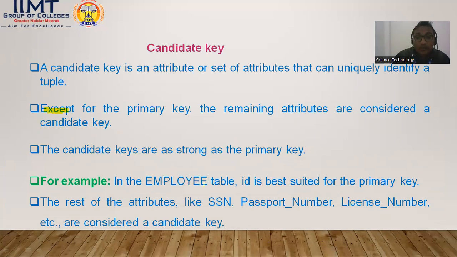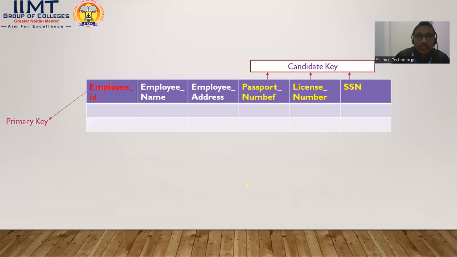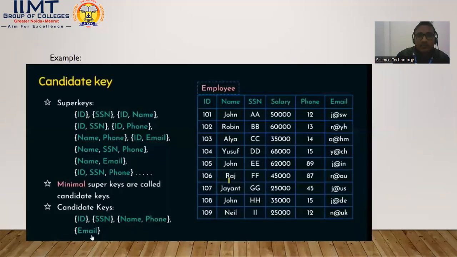For example, in the employee table, let us see in this example, the primary key is employee ID. We can make the passport number, license number, or SSN number the primary key, but we already selected the employee ID as the primary key, so the remaining are called candidate keys.